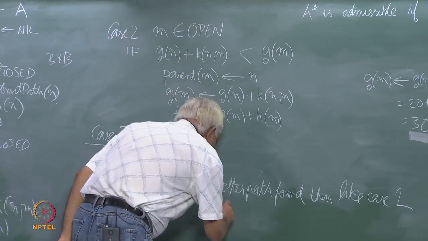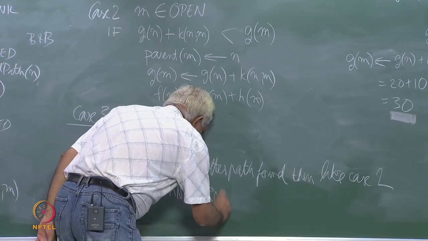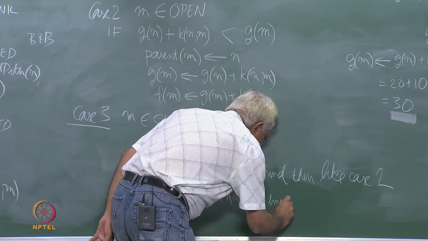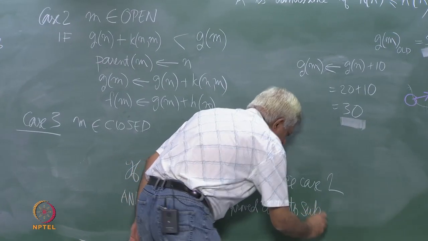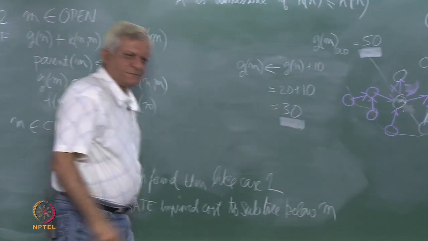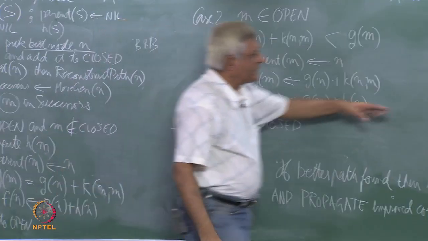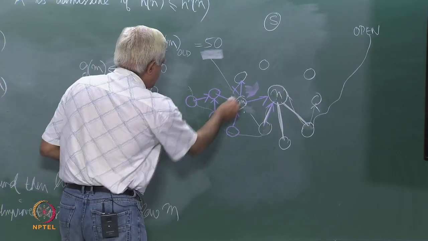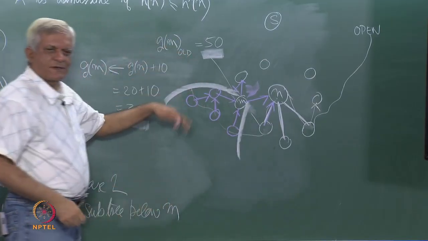So, I will just write this: propagate improved cost to subtree below m. How can you do this propagation? You can just do a depth first traversal or something like that of this purple tree which is rooted at this m, which means this part of the tree. So, this node to this node to this node, that improved cost must be propagated to them.